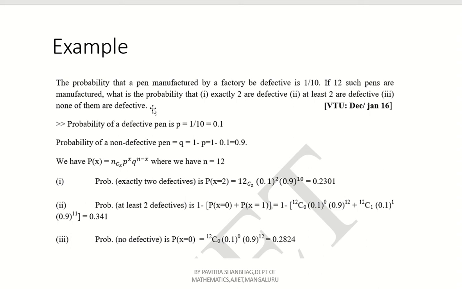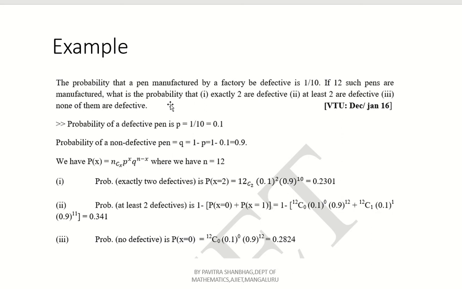See, first you have to try to understand the problem. What is given? Probability of success, small p, is what? Probability of failure, small q, is what? And n, the number of items, you have to find. Okay. Once again, the probability that a pen manufactured by a factory is defective is 1 by 10. And 12 such pens are manufactured, that means n equal to 12 is given. What is the probability that, first case, exactly 2 are defective, and at least 2 are defective, and none of them are defective? Here our intention is to first choose x.